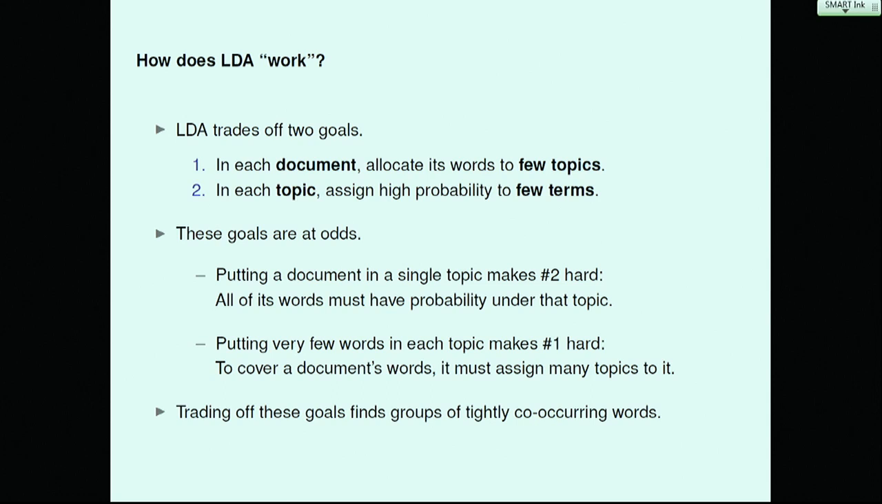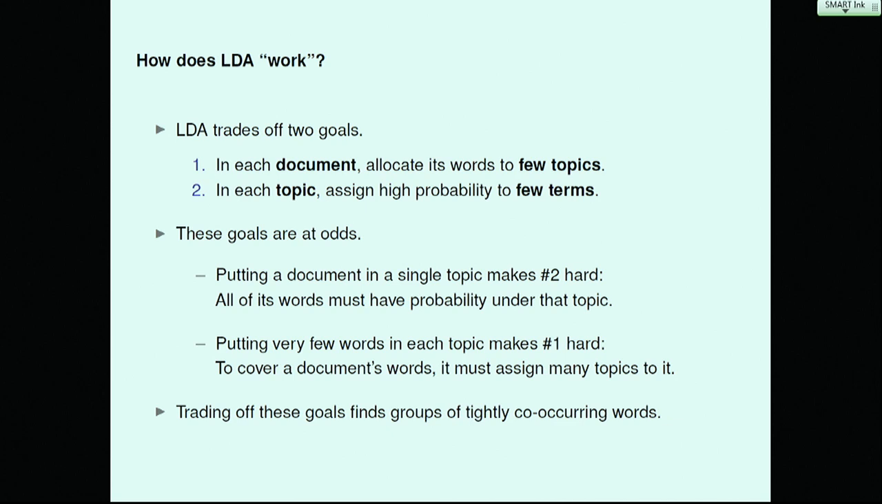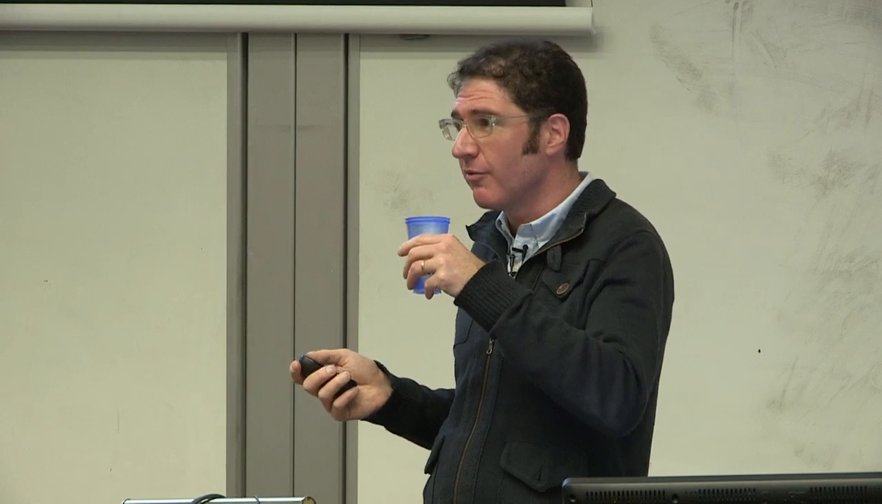First, in each document, it wants to allocate its words to very few topics. In other words, this sparse representation of the document is no coincidence. It's a byproduct of the nature of the posterior itself. That's the first goal. And the second goal, mirroring what it wants to do for documents, is that in each topic, it wants to assign high probability to few terms. This has nothing to do with hyperparameters, by the way. This has to do with the likelihood structure of the model.